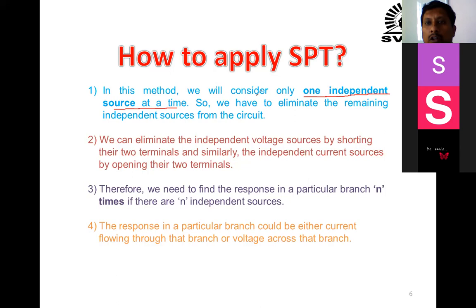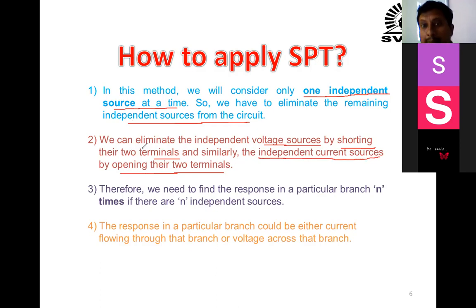Okay, so we have to consider only one independent source at a time, so we have to eliminate the remaining independent sources from the circuit by short circuit and open circuit. Means if the voltage source is there, then we have to make it short, that is given here. We can eliminate the independent voltage sources by shorting their terminals, and similarly we can eliminate the independent current sources by opening their two terminals. Okay, so what we have to do, that is given in the second step.